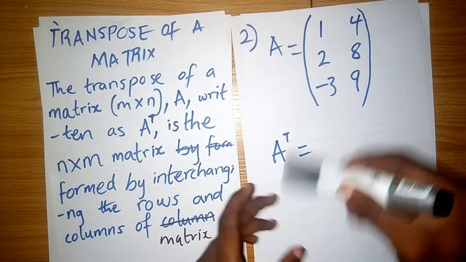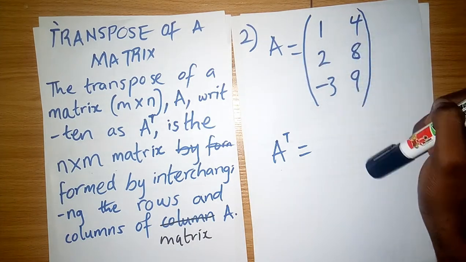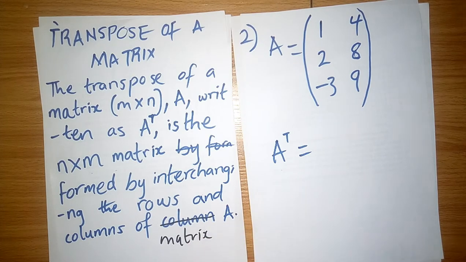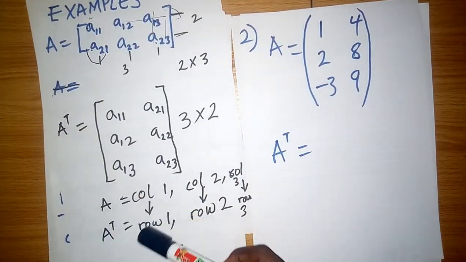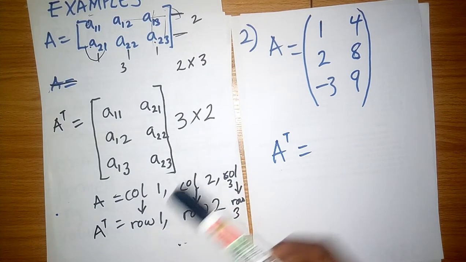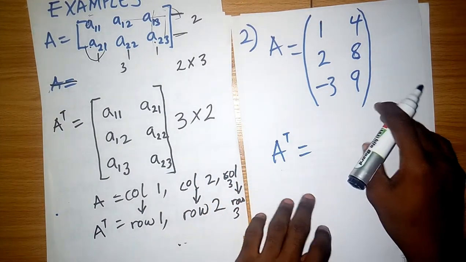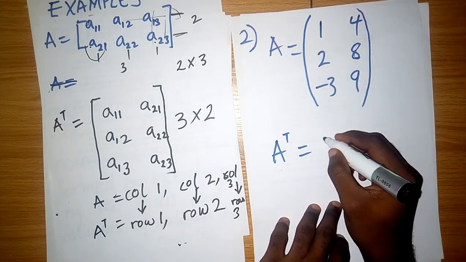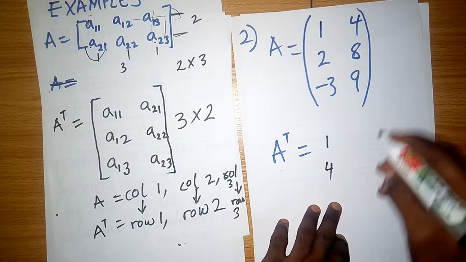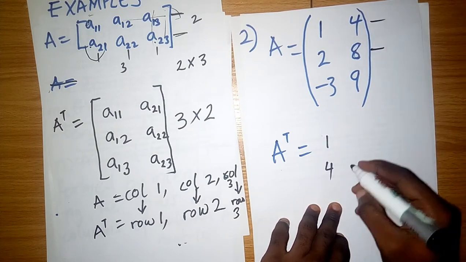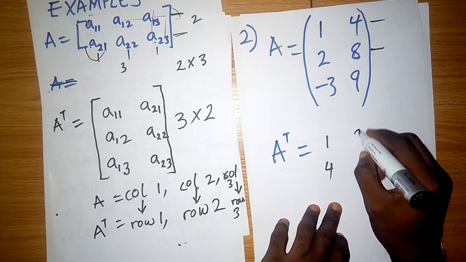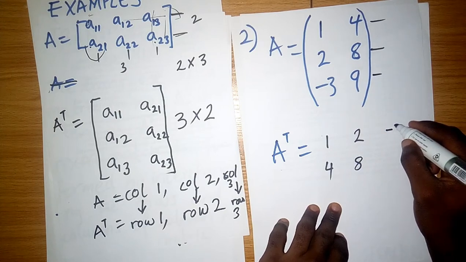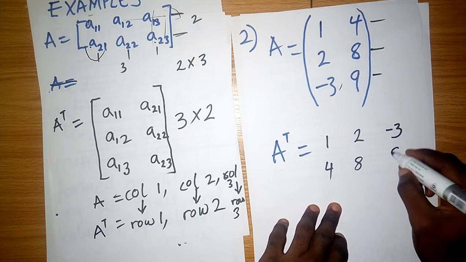If we have A to be this, 1 2, remember we said another way to put it is that column 1 has become row 1, column 2 has become row 2. So our matrix will now become: all this we put down here, 1 4, then the next one, 2 8, and the next one, minus 3 and 9.